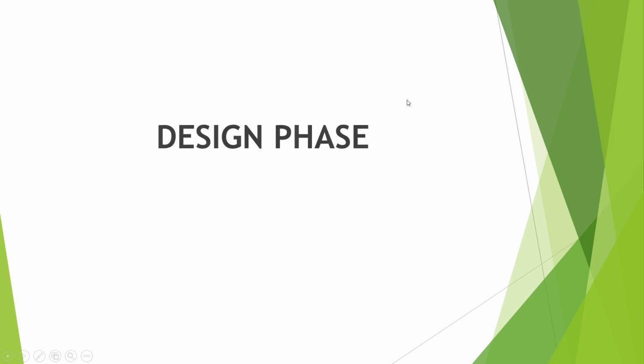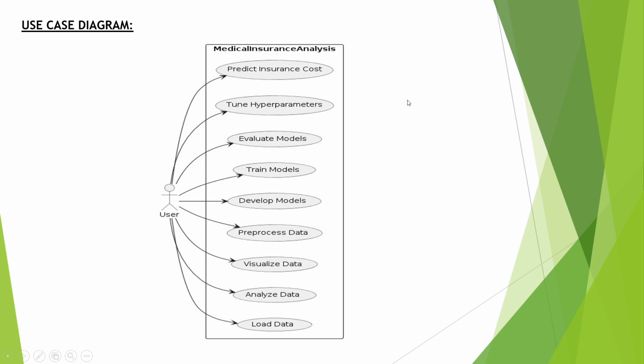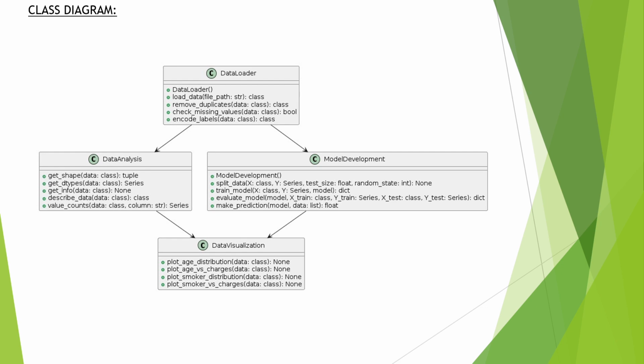Design phase. UML diagrams or design phase. Use case diagram: a use case diagram is a subset of a behavioral diagram, a visual representation of the capabilities provided by the system with respect to the users, their objectives, and any interdependencies among these cases. Next, class diagram. A class diagram is a type of static structural diagram that illustrates the relationship between the system's classes, attributes, and operations to show the system's structure.